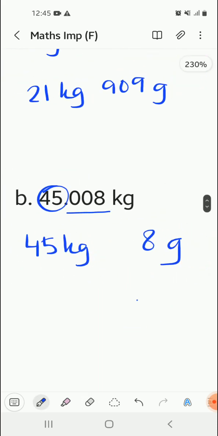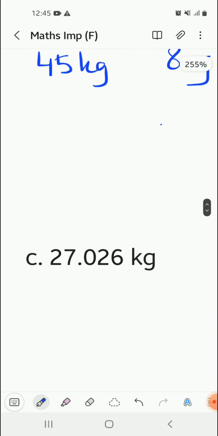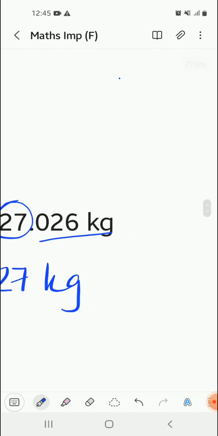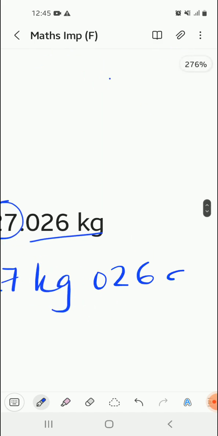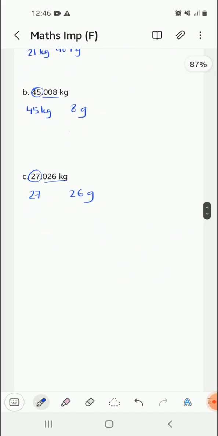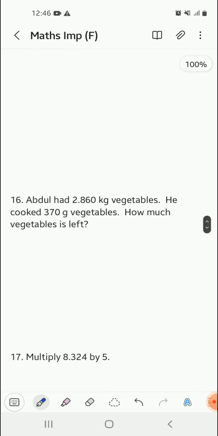Okay. Moving on to the next question, again same. Before the decimal place there is 27, so this becomes my kg, and after the decimal point we have got 026 gram. 026 gram actually means 26 grams, so we'll write only 26. Moving on to the next question.